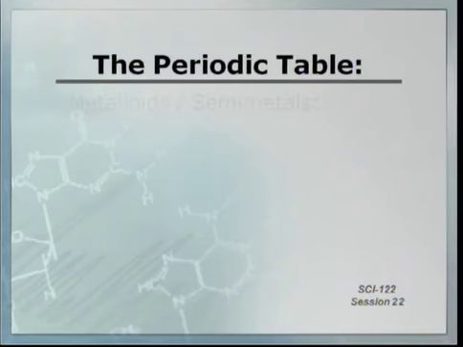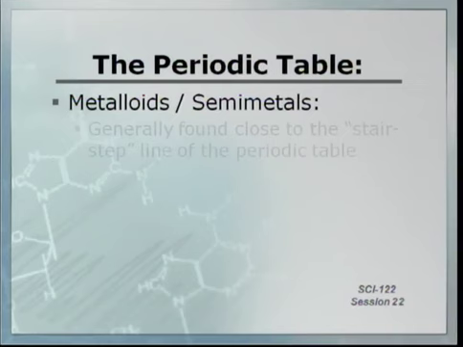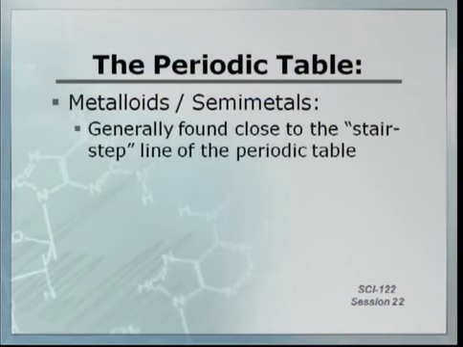And so the last group now is the metalloids, or the semi-metals. In this case, these are the ones that are found close to the stair-step line of the periodic table.